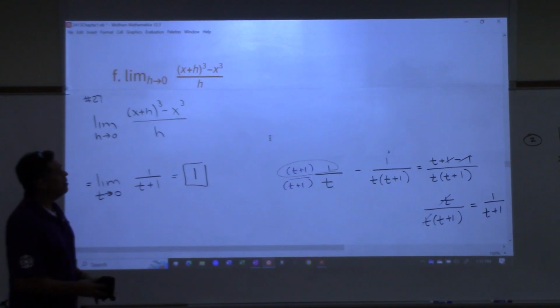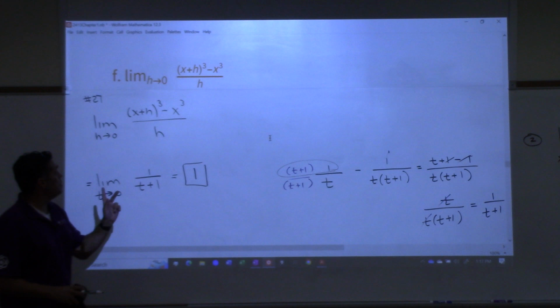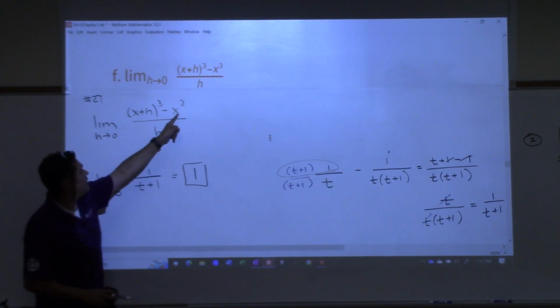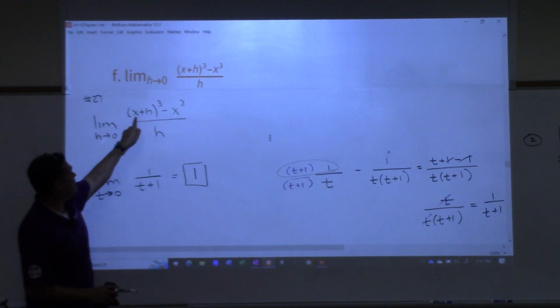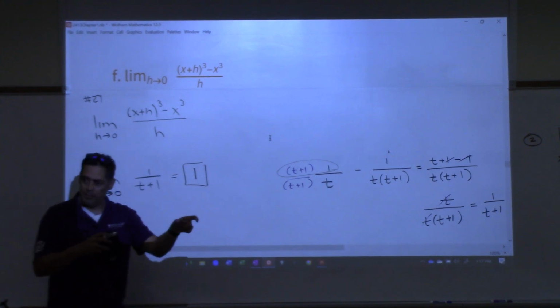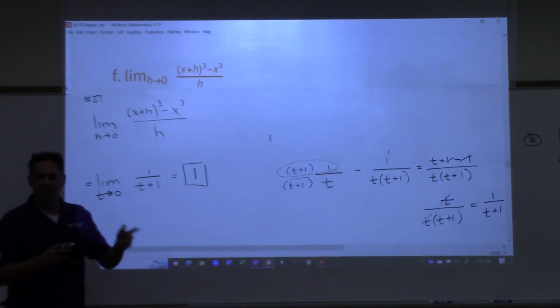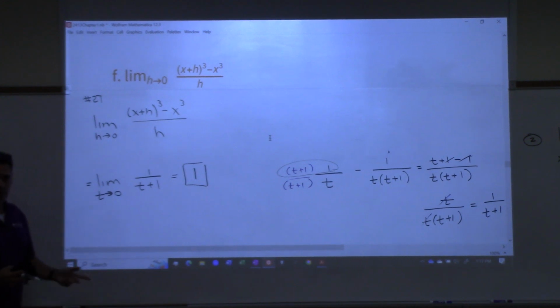Yeah. Well, you can do this. You can do this problem two different ways. You can look at this as being a difference of cubes and factor it, or you can do what I did in class, which was to take x plus h and multiply it 3 times and expand it and then cancel things out. Both ways work.